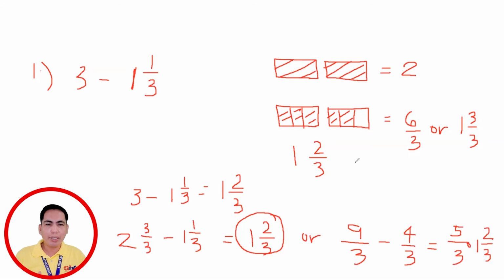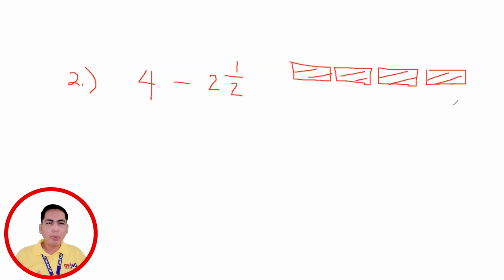Now, let's have another example. What if we are subtracting 4 minus 2 and 1/2? First, we can show the illustration showing 4. And then we are going to erase 2 and 1/2 from these shaded illustrations, and what is left would be the difference. First, we are going to erase 2 wholes: 1, 2. So what is left is 2.